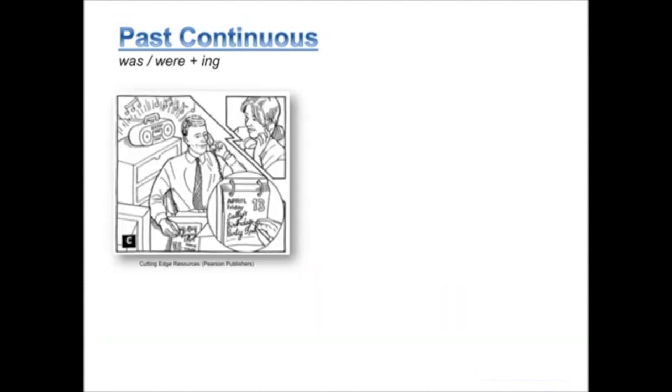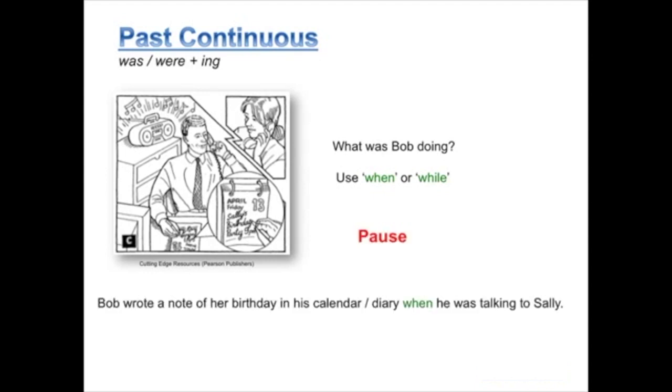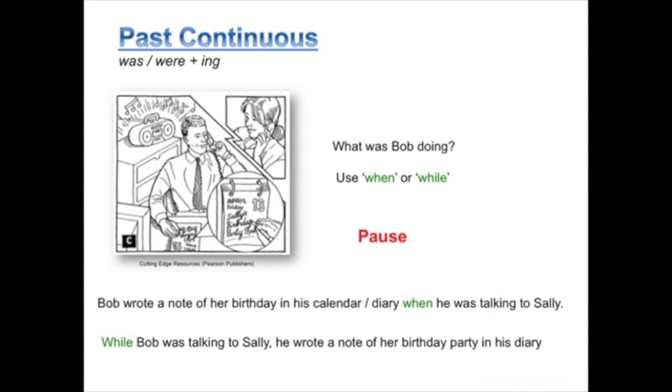Here he is again, and this time the interrupted action is writing a note. Again, use when or while and write a sentence. Pause the slide. Bob wrote a note of her birthday in his calendar while he was talking to Sally. Or, while Bob was talking to Sally, he wrote a note of her birthday party in his diary. Slightly different, doesn't matter.